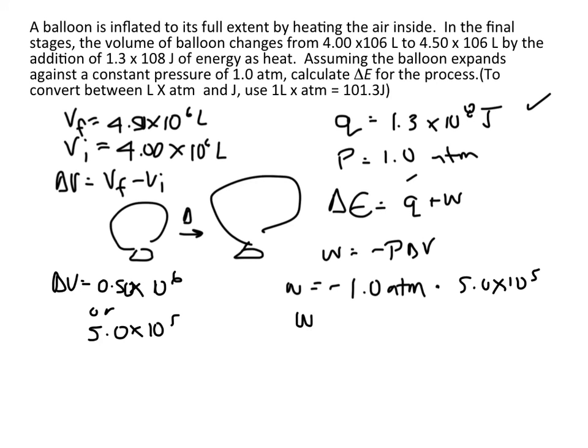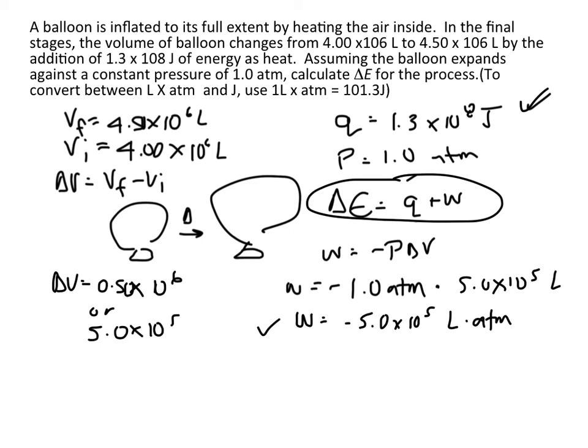Okay, so our work value that we're going to get is going to be negative 5.0 times 10 to the 5th liters times atm. So we now have our work value. We already had our Q value. And normally we would just plug those into this equation here in order to get our delta E. However, the problem that we have is that the units don't match. The units for Q, for our heat value, are in joules, while our work values are in liters times atm.